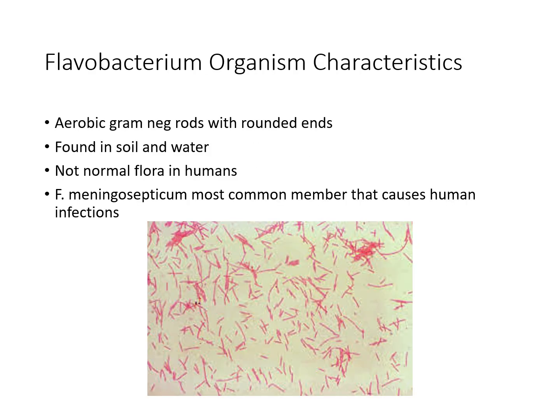Flavobacterium is an aerobic gram-negative rod with rounded ends, and it is found in soil and water. It is not part of the normal human flora. For clinical significance, Flavobacterium meningosepticum is the most common species causing human infections.